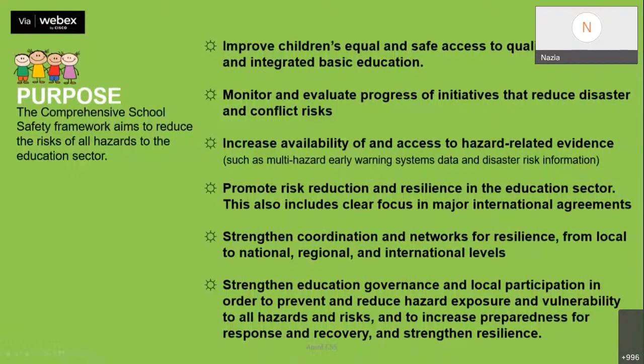What is the purpose? Improve children's equal and safe access to quality, inclusive and integrated basic education. This is one of the most important purposes. Monitor and evaluate progress of initiatives that reduce disaster and conflict risks. Increase availability of and access to hazard related evidence. Promote risk reduction and resilience in the education sector.